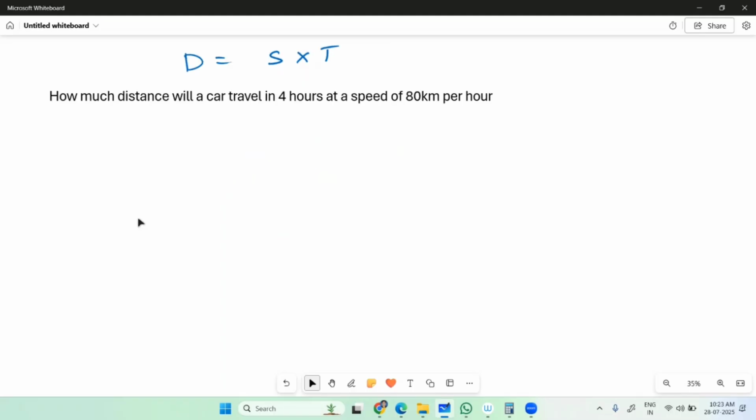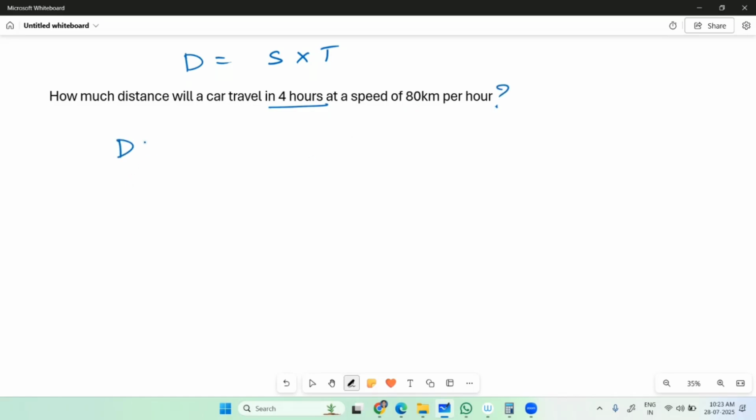Okay, the distance formula is, as we know, speed equals distance by time. So to find distance when the speed and time are given, distance equals speed times time. Where do we use this in real life? Let's see. How much distance will a car travel in 4 hours at a speed of 80 kilometers per hour?